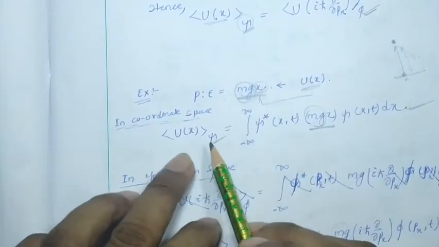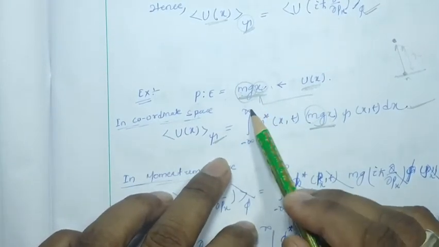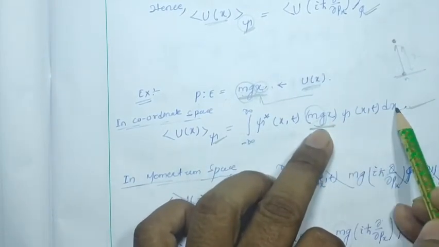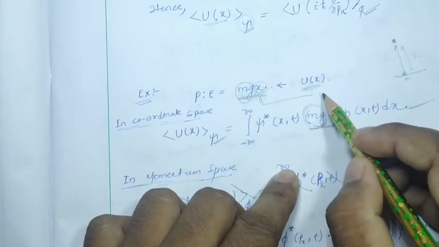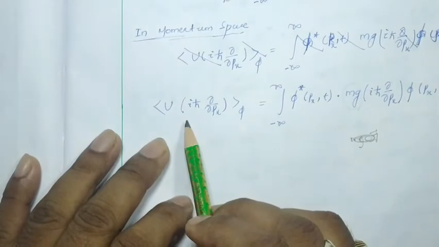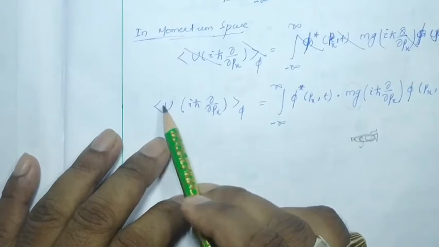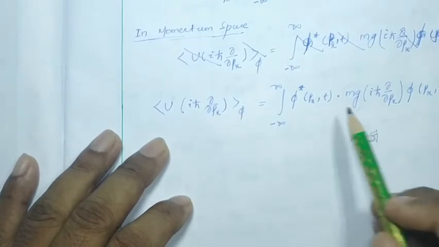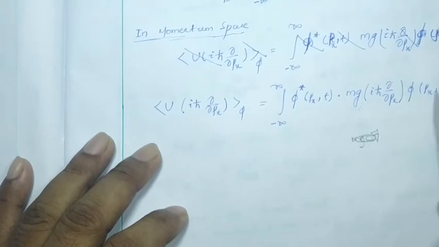So in coordinate space, we can write that the expectation value of U(x) is the integral from minus infinity to plus infinity of psi star(x,t) mg x psi(x,t) dx. Here mg is constant, or instead of mg you can write any constant itself. And in the case of momentum space, you can write potential energy as the integral of phi star(px,t) mg iħ del by del px phi(px,t) dpx.